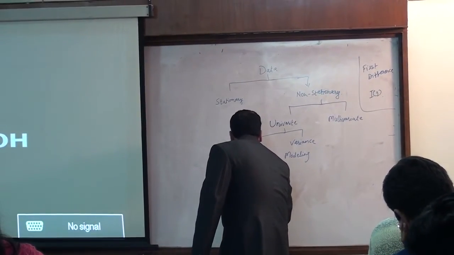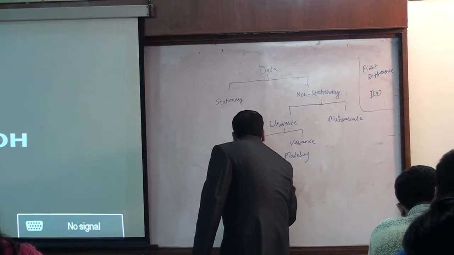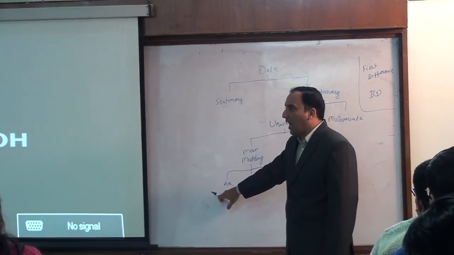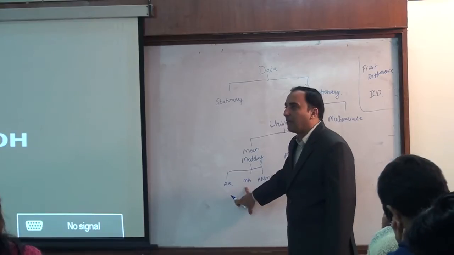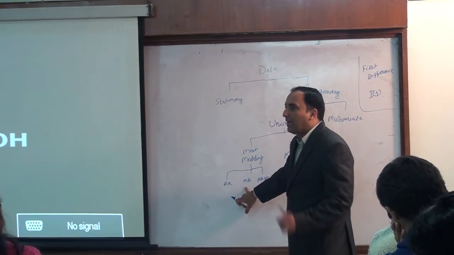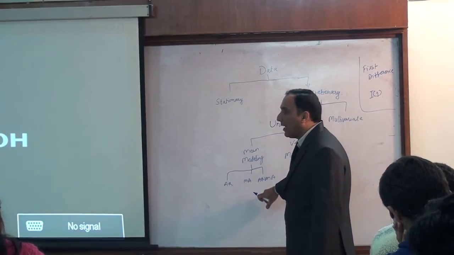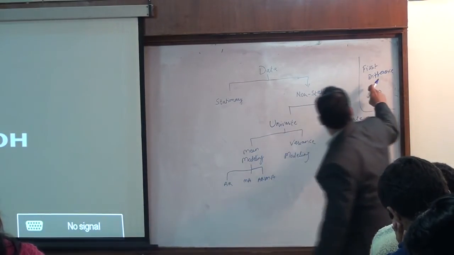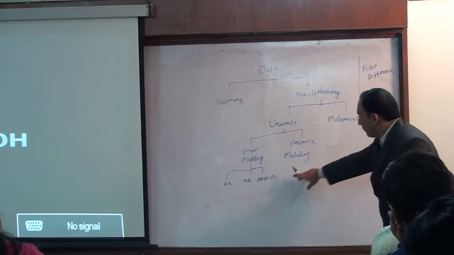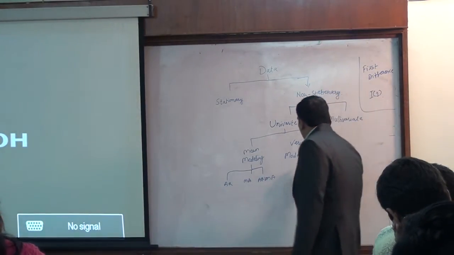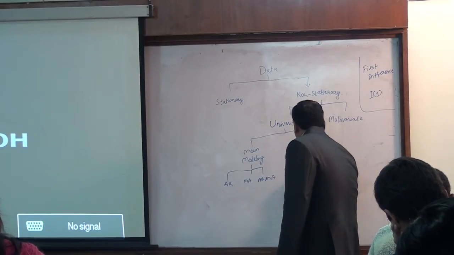AR, MA and ARIMA. AR means there is some problem with the mean; I will correct the mean. MA means there is a problem with the error term. My error term is related to my past error term, and hence it becomes MA. In ARIMA, this I means how many times I have to integrate. Similarly, in variance models, I have ARCH and GARCH.